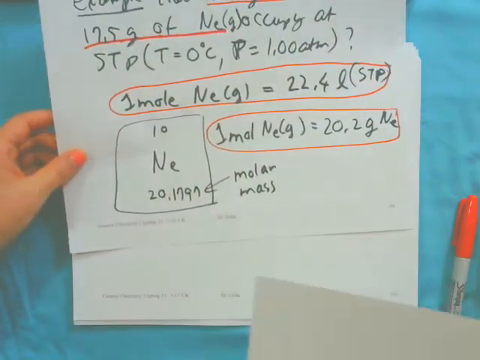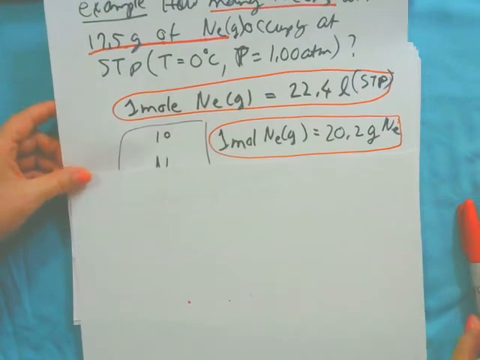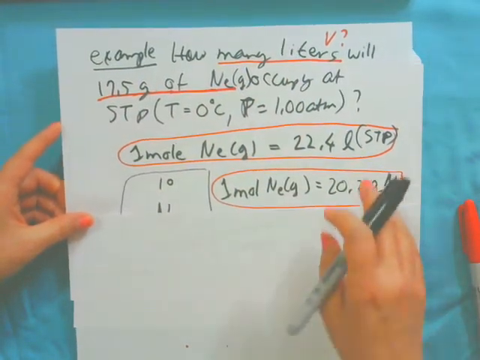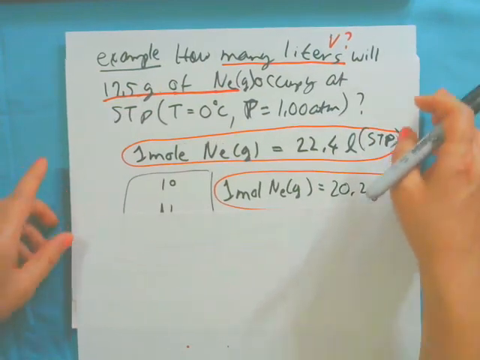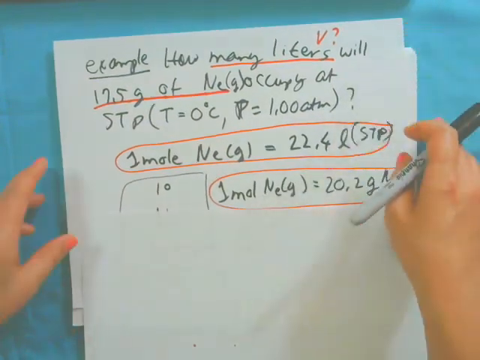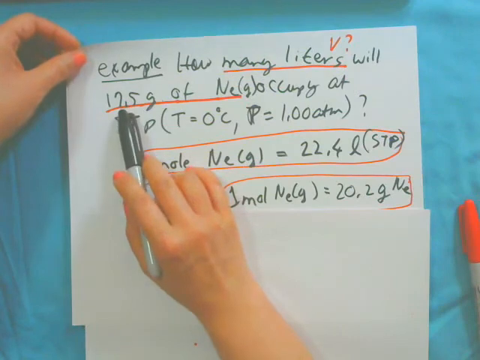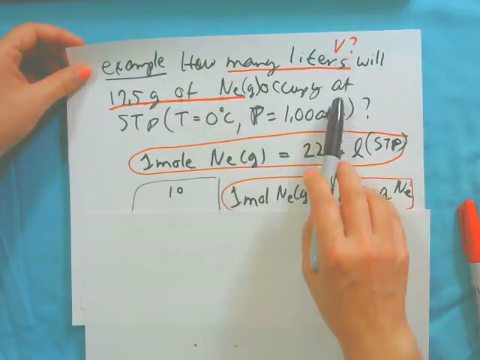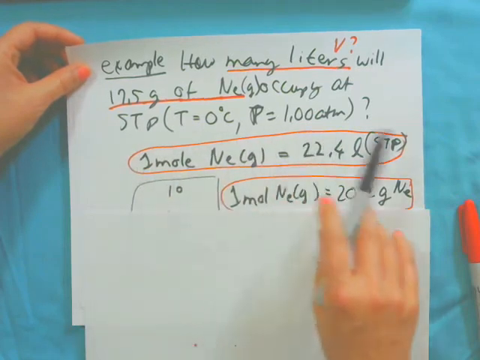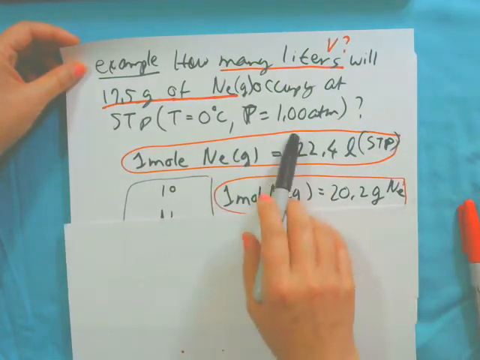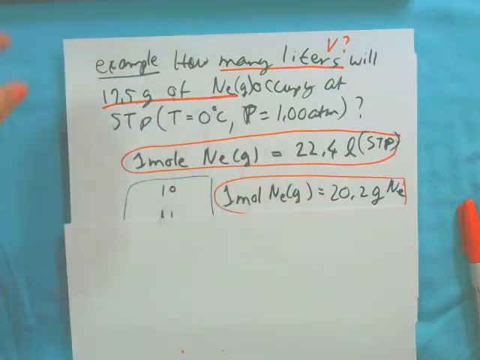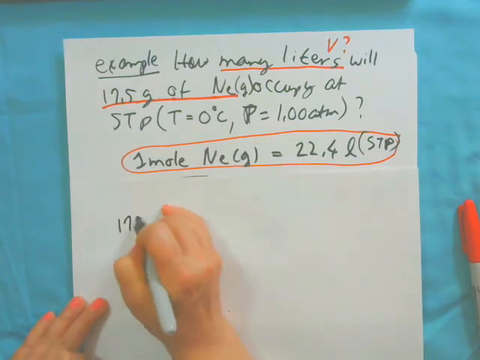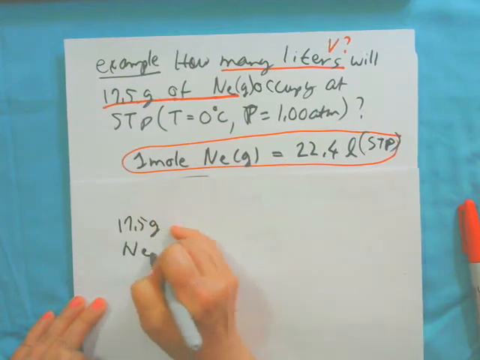So what we're going to do is start out with the amount of stuff that we have. Whenever you're given a word problem that involves some sort of conversion, you always start out with the amount that you have. And the amount that we have is 17.5 grams. This doesn't tell, it says how many liters. That doesn't tell you anything. STP just tells you the temperature and pressure. That doesn't tell you anything. But we're starting out with this much of the stuff. So we have 17.5 grams of neon.